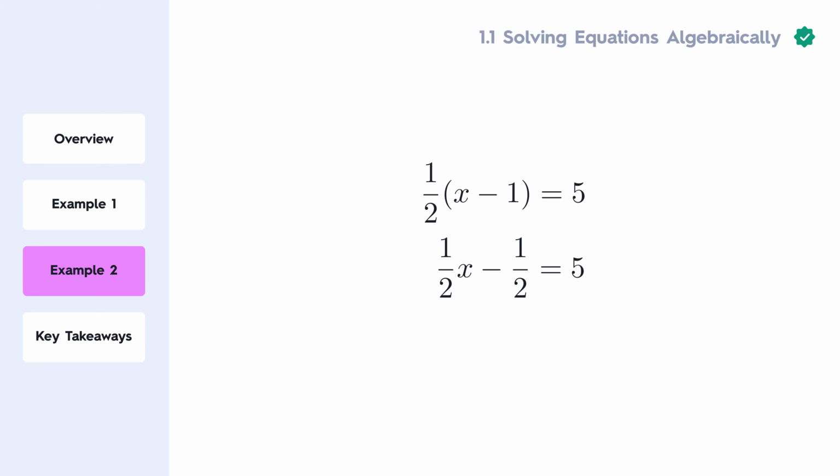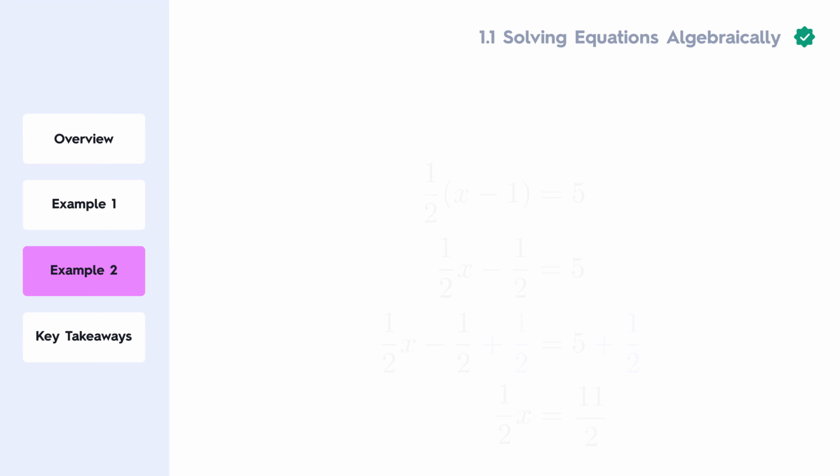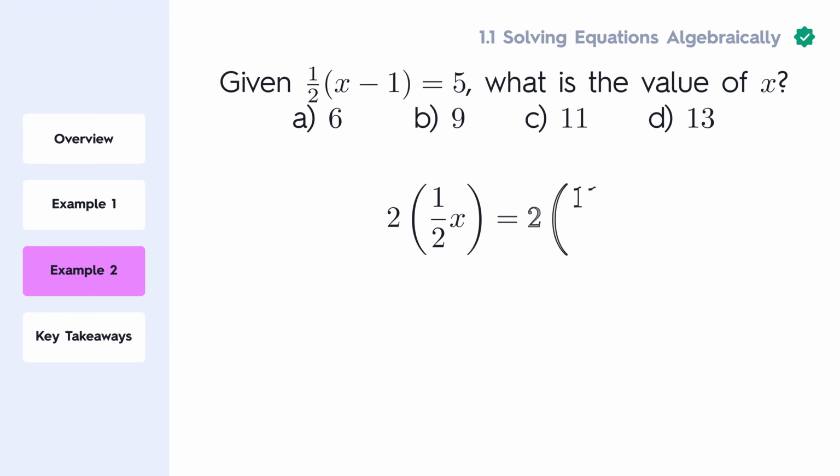Next, let's isolate the terms containing x by adding 1/2 to both sides. We can simplify the right-hand side by rewriting 5 as 10 over 2. Now that we have two fractions with the same denominators, we can add the numerators. All that's left to obtain x is to multiply both sides by 2. Our final answer is 11.